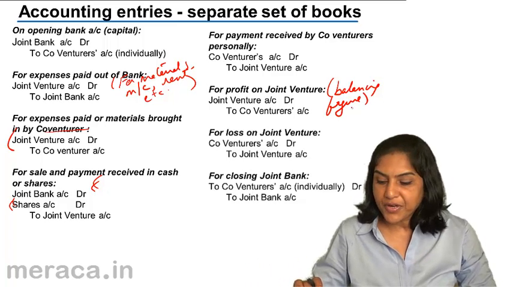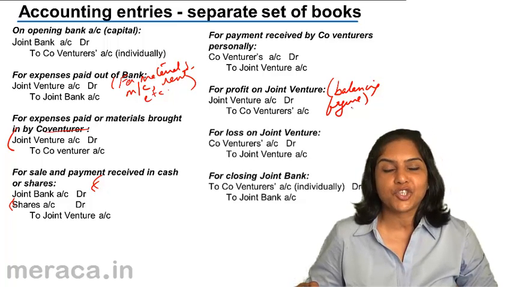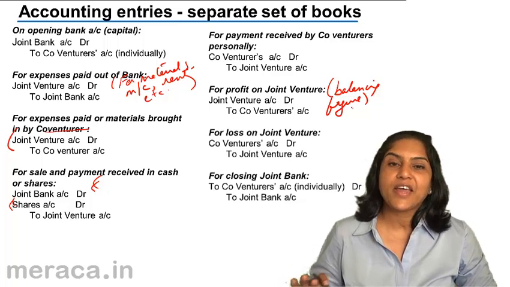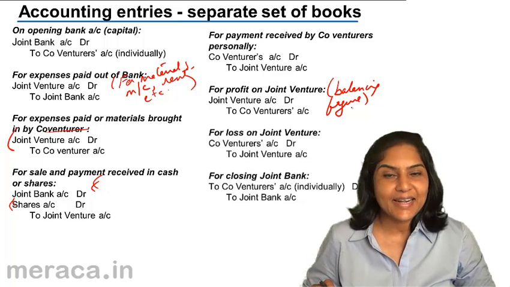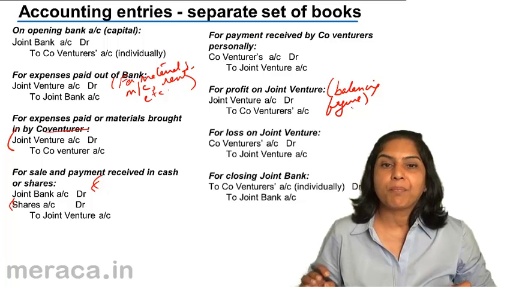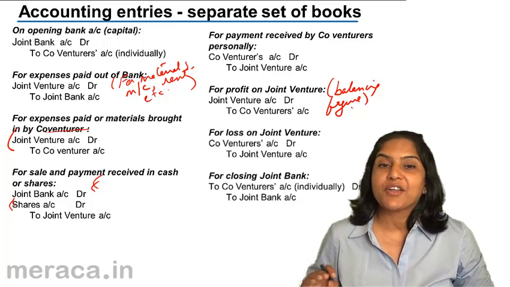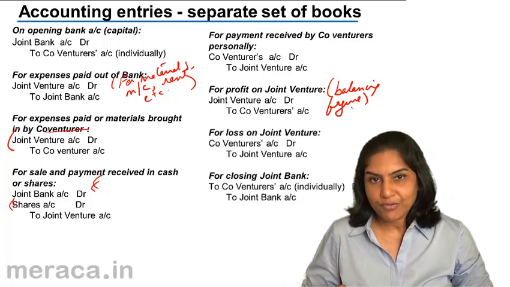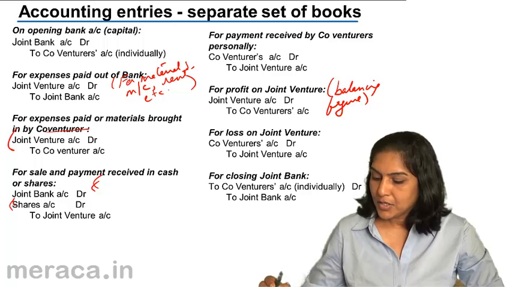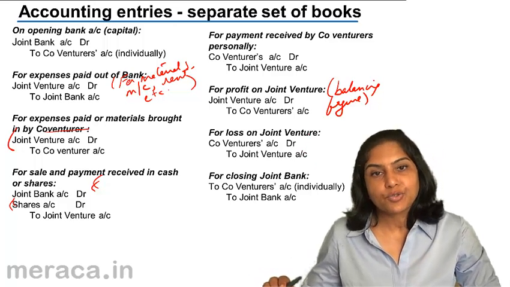If it is a profit, it would mean that the credit side of the joint venture is more, and therefore as a closing entry, we debit joint venture and credit co-venturer's account. So a profit is credited to the co-venturer's account, and if it is a loss, it would be debited to the co-venturer's account. So for loss on joint venture, co-venturer's account would be debited to joint venture.